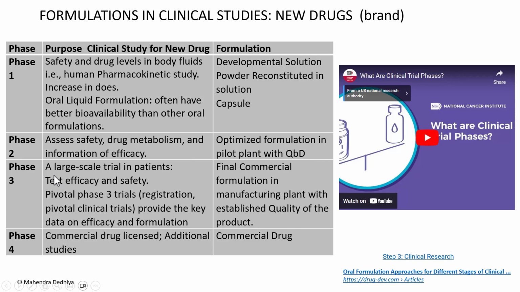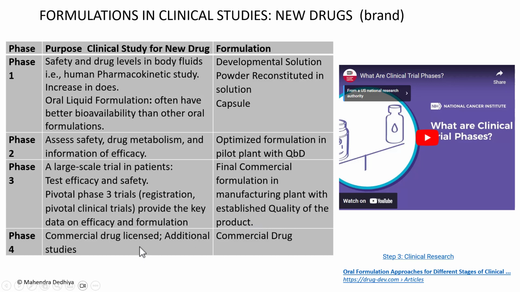Phase 3s are large-scale in patients. These studies provide key information for registration of the new drug. Pivotal clinical trials provide key data on efficacy and formulation and drug product. Studies generally are conducted with the final commercial formulation and has established quality of the product. Quality in this case contains all three components: QbD, quality control specification, and stability.